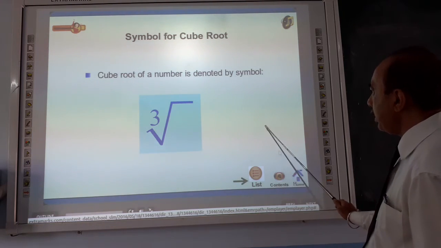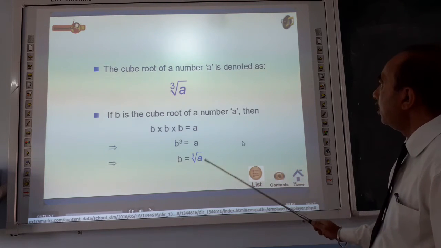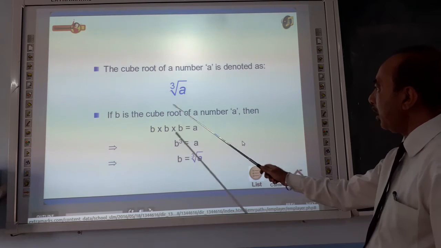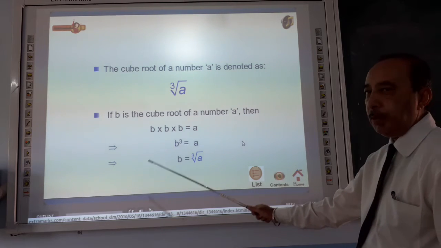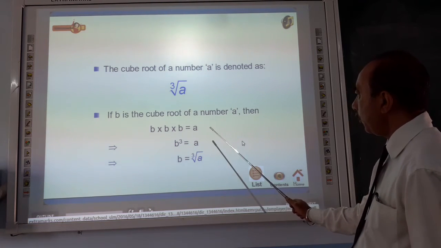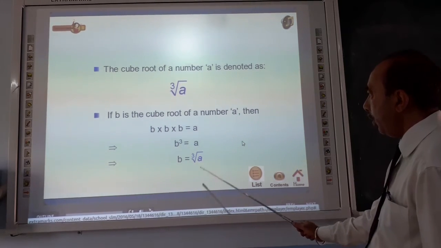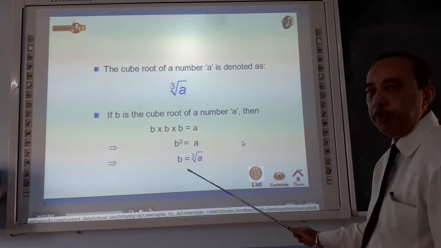How it is used, let us see. This is known as cube root, and cube root a. If b is the cube root of a number a, it means that b multiplied by b multiplied by b is equal to a. b power 3 is a. So b is equal to cube root a. So this symbol is for cube root.